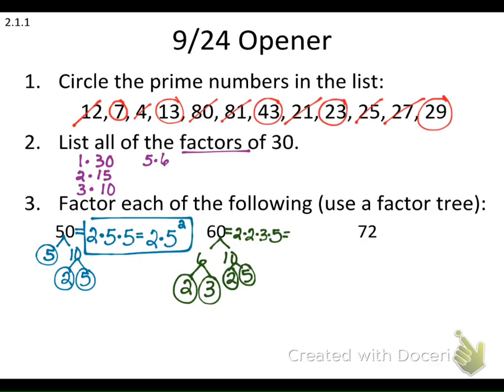Now I'm going to write it out in exponential form. Exponential form means I'm just going to write it in a shortcut manner using exponents. How many 2's do I have? 2. So 2 squared, right? Times how many 3's do I have? 1. Do I need to put that 1 there? Nah. Can I? Yeah, I can. It just doesn't mean anything. And then how many 5's do I have? Just 1. So there's your final answer.